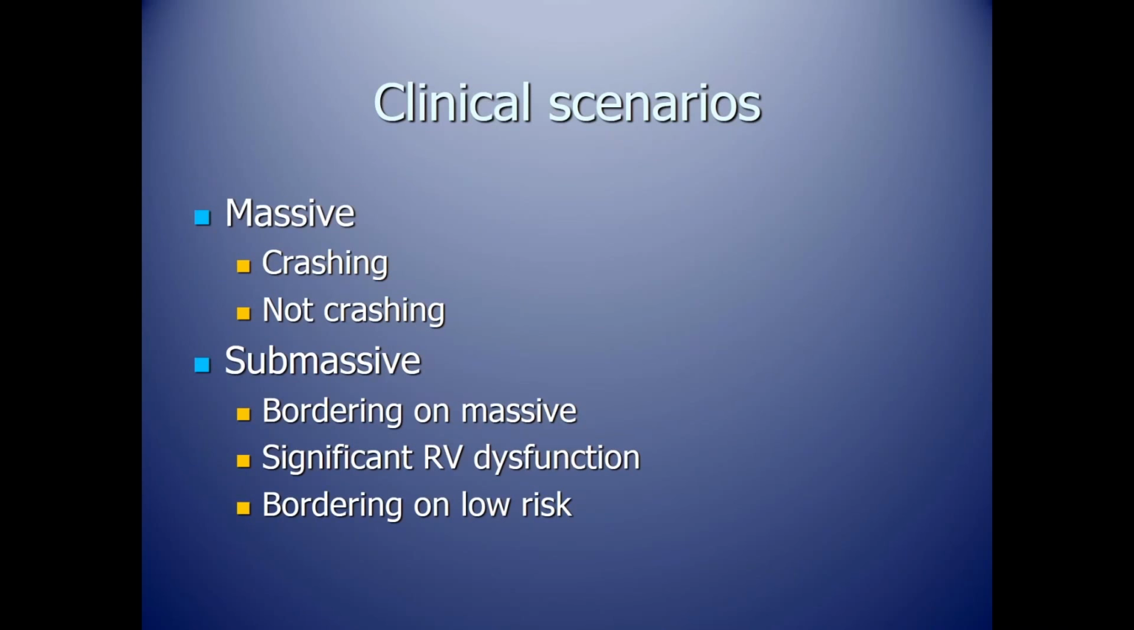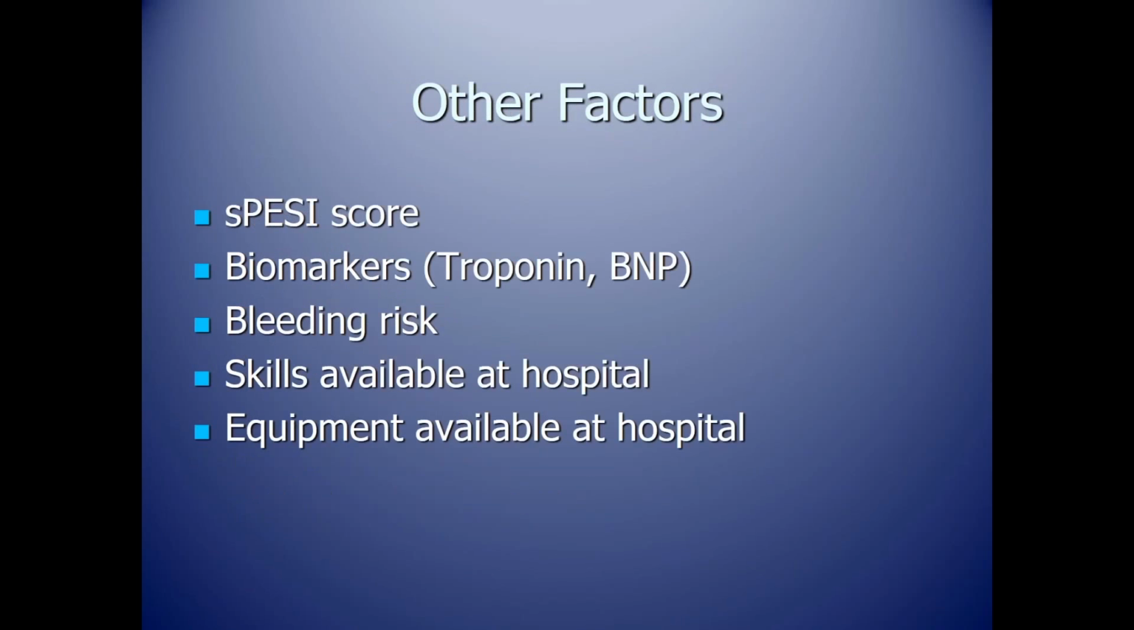Or they have significant RV dysfunction, and they're not necessarily teetering. They may be totally normotensive, but they have a significant amount of RV dysfunction. And then there are the patients who are bordering on low risk, such as those who are completely stable, might have a slightly elevated RV to LV ratio with RV dysfunction, but it might be, if normal is under 0.7 as a ratio, they may be around 0.9. And I think it's important to subcategorize these patients.